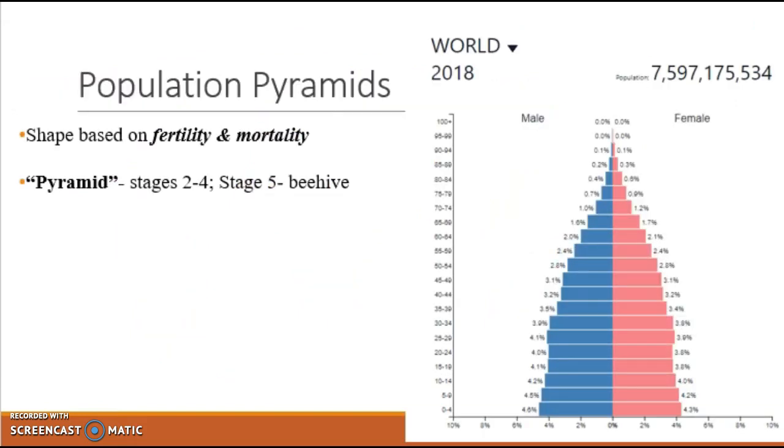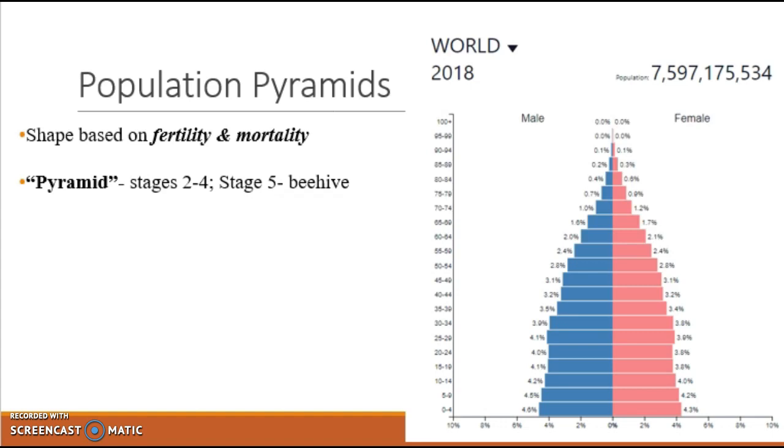We're going to wrap up our look at population geography with another visual tool. And this is known as a population pyramid. The population pyramid is based on fertility and mortality. This is the world at the end of 2018. It is a pyramid, which means that the base, the younger cohorts, are bigger than the middle-aged and elderly cohorts. As long as you have a pyramid shape, your population will continue to grow. And that's the case with our global population.